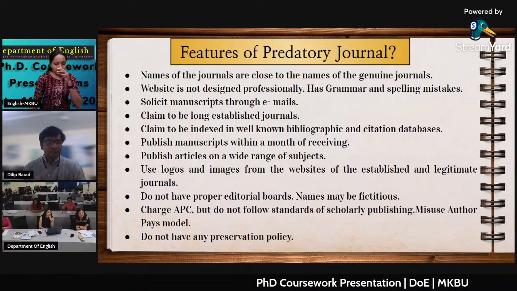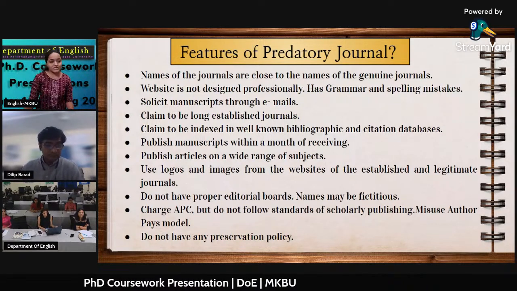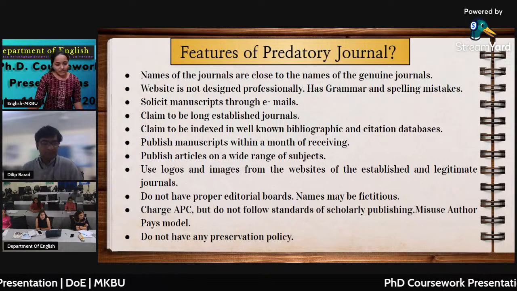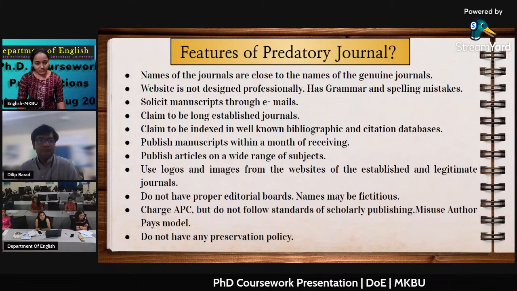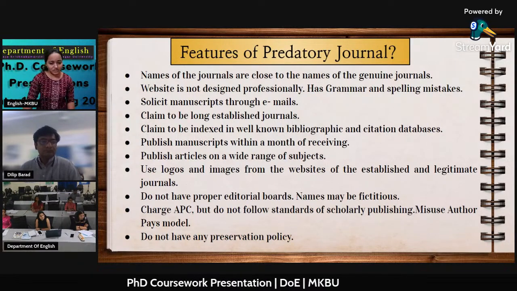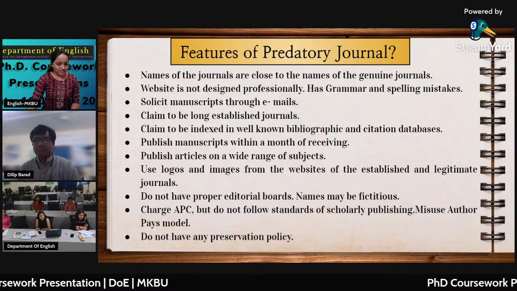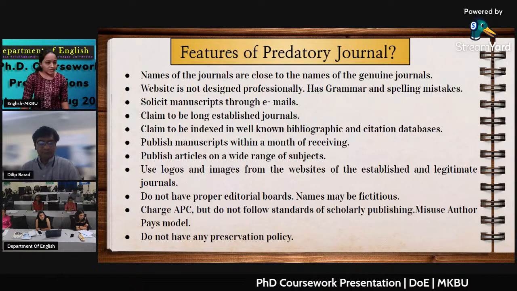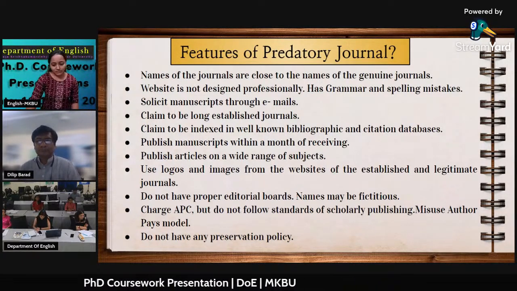The name of the journal is close to the name of genuine journals. Genuine journals are listed in the UGC CARE list, that is Scopus or others, but in this case we find that the name is similar to that journal, but it is not that. The website is not designed professionally and has grammar and spelling mistakes. Predatory publication websites are not generated in a proper way.